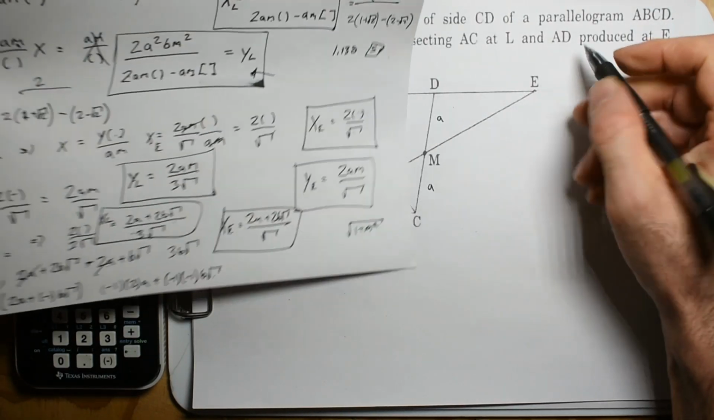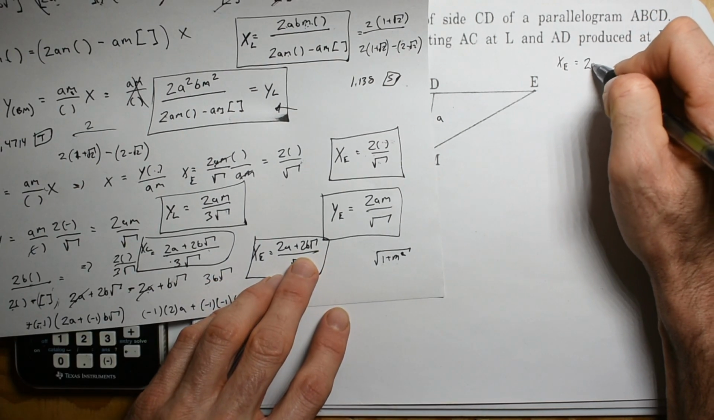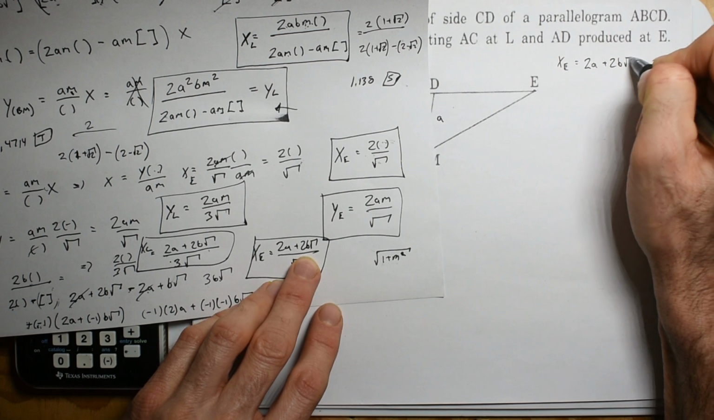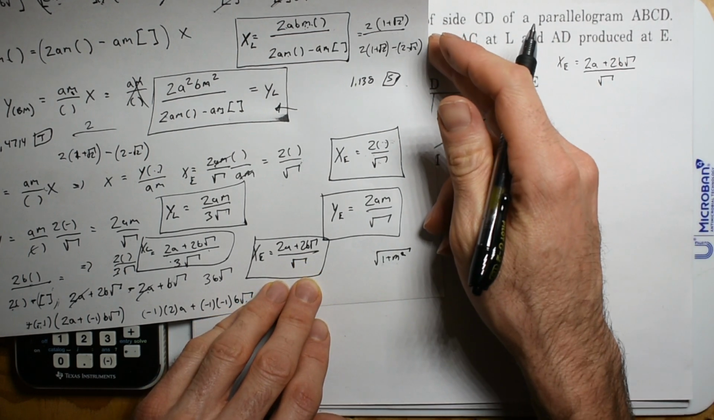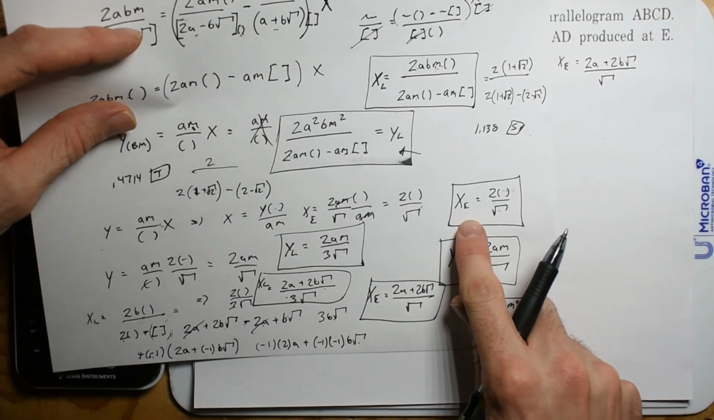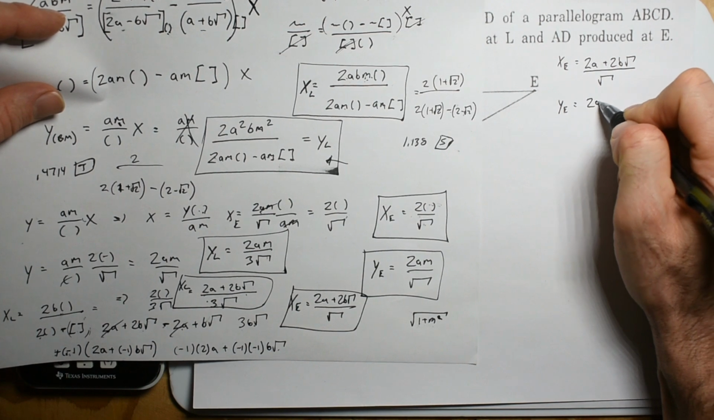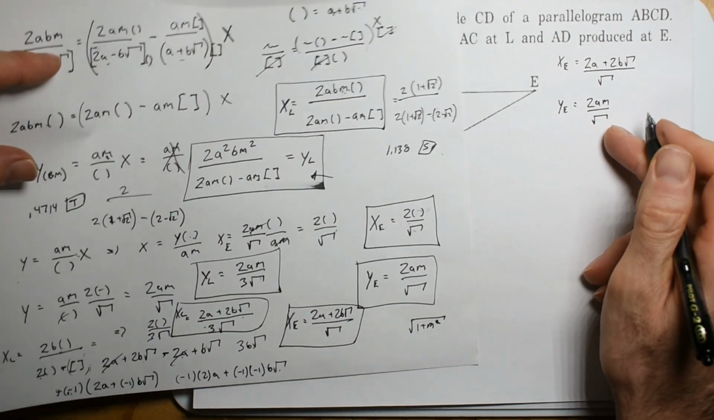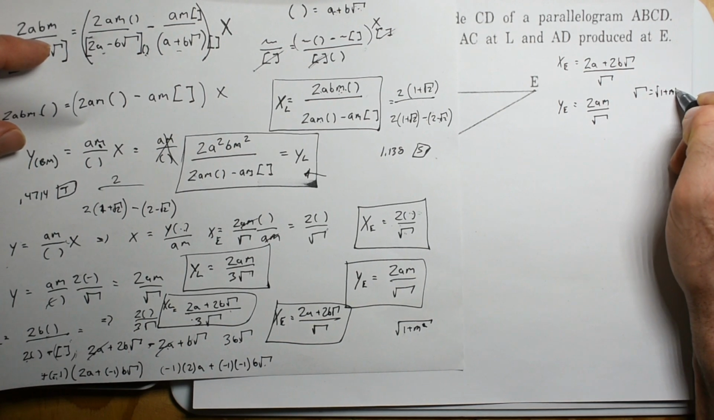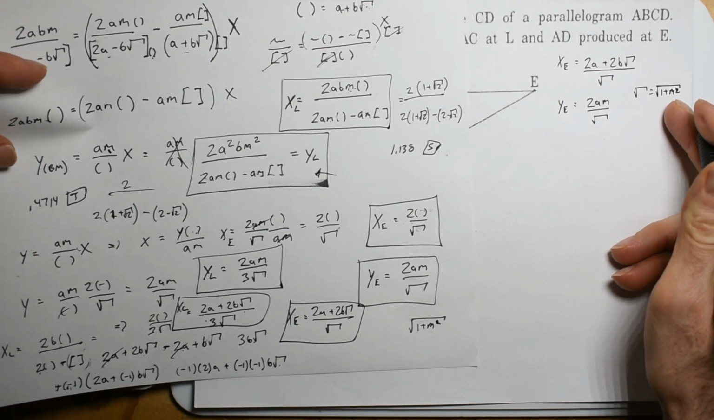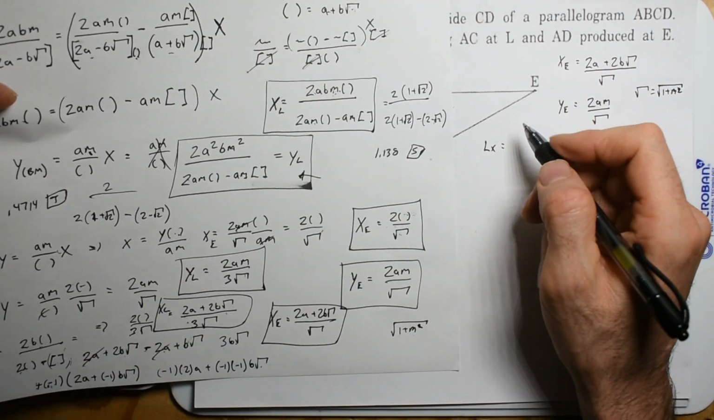So I have point E. So I have xe, and that's going to be 2a plus 2b square root divided by this square root. Yeah, hopefully I didn't mess that up. Yep, that's what xe is, and then ye is 2am divided by that square root term, and the square root is 1 plus m squared.